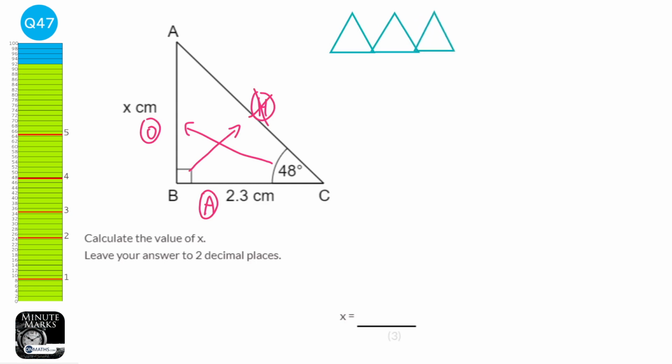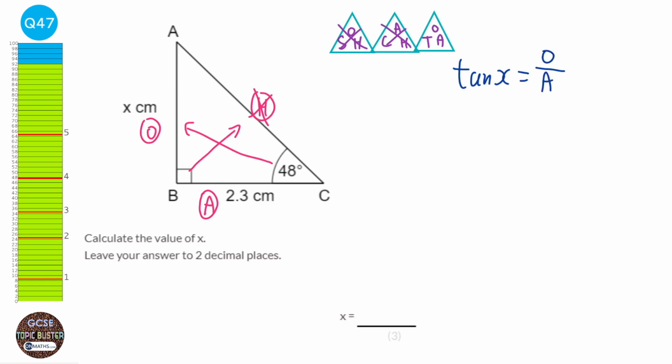our SOHCAHTOA triangles, so it would be SOHCAHTOA. And we've crossed out the H, so it's not going to be SO or CA, it's going to be TOA, because TOA is the only one without an H. So it's going to be tan the angle equals the opposite over adjacent. So the angle is 48, so tan 48 equals the opposite, which is x, over 2.3. And we're going to put our lines in.